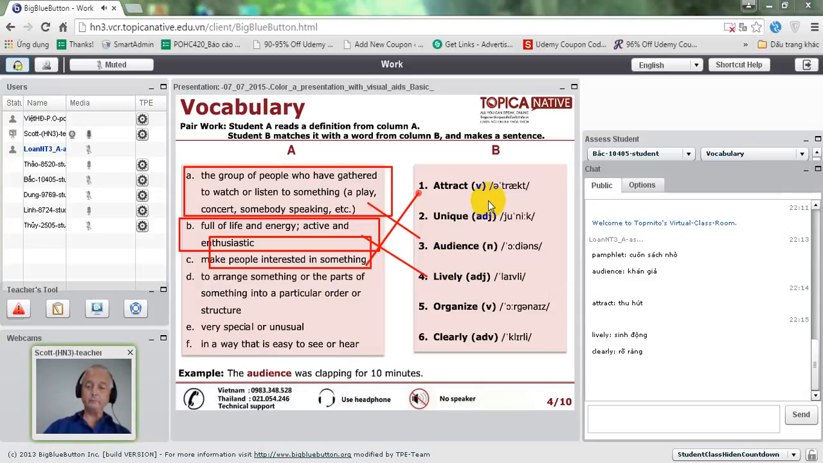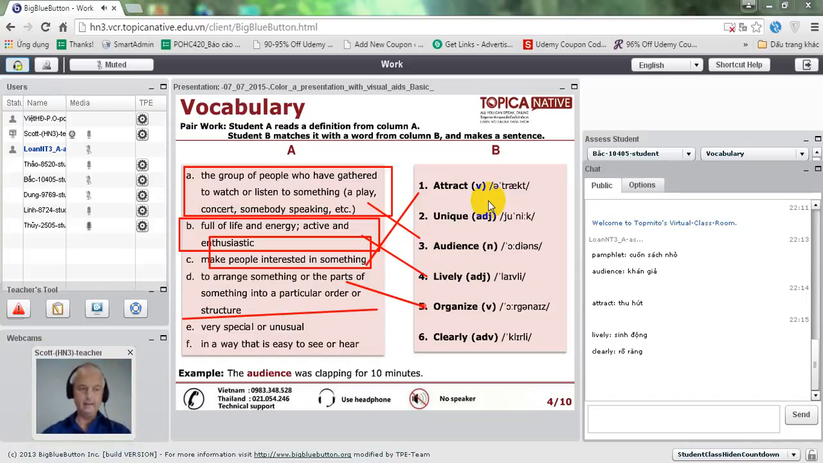Okay. Now we're going to go to C, and G is going to choose a definition. Go ahead, C. To arrange something or the part of something into a particular order or structure, I think with organized. Okay. You are arranging, you are organizing, you're absolutely correct. Make a sentence now using that word organize.